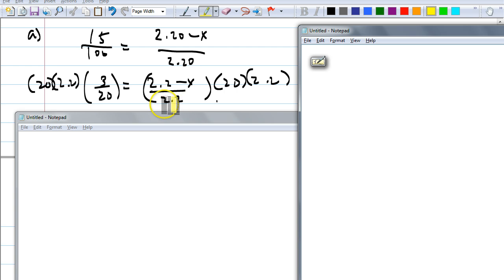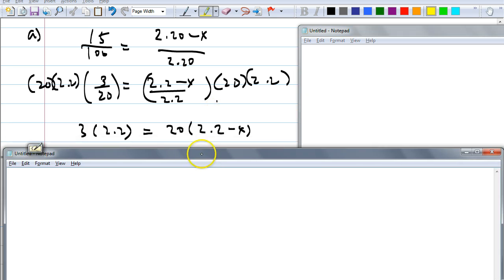The right side. You know how the 2.2 and the 2.2 get canceled out? So you get 20 times what? When you simplify the right side, what do you get? The 2.2 and 2.2 cancel out, right? So what do you end up getting? 20 times 2.2 minus x, right? Right, John? Okay, what do I do, John, after this?